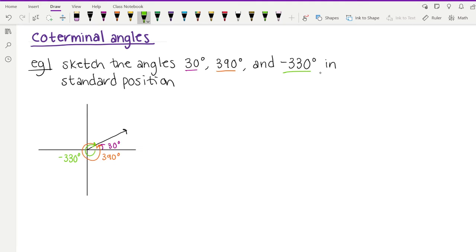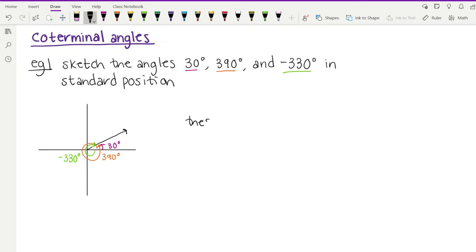So you might look at these three angles and say, oh, they're all the same angle, right? They look the same in this picture. They all kind of land at the same place. However, these are not the same angle. They are what are called coterminal angles.